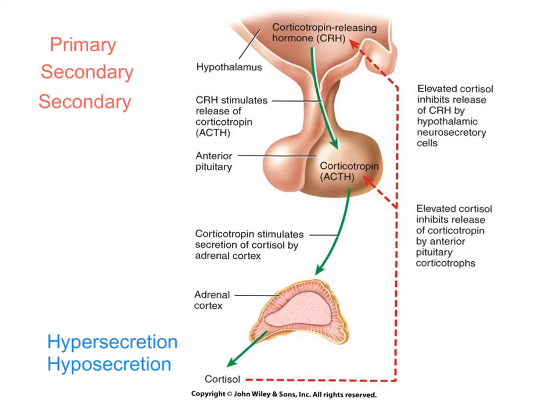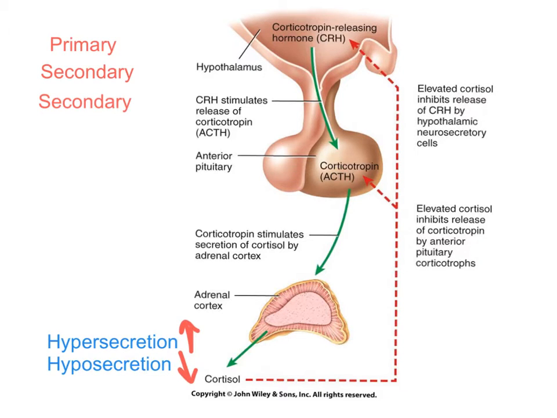In this Explain Everything, I want to examine the endocrine pathology of hyposecretion or hypersecretion of cortisol. We can either have hypersecretion, in which case cortisol levels are going to be increased, or hyposecretion, in which the cortisol levels will be decreased.